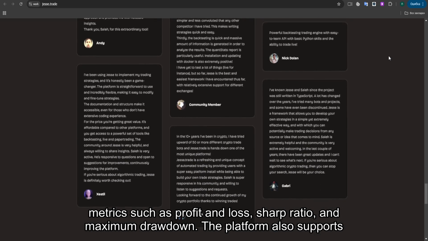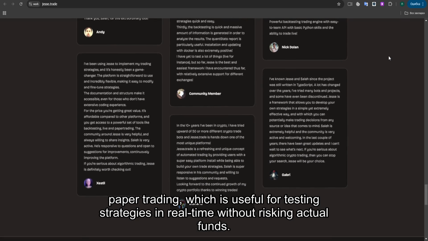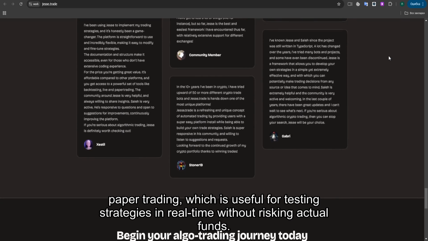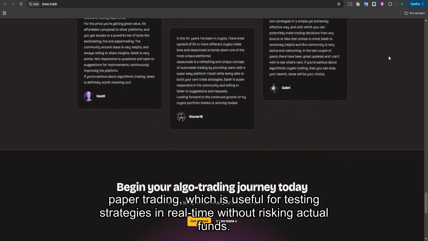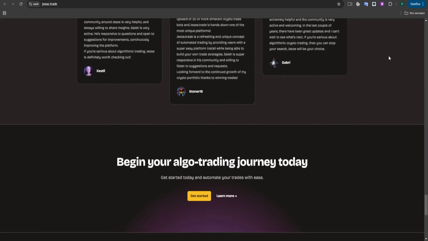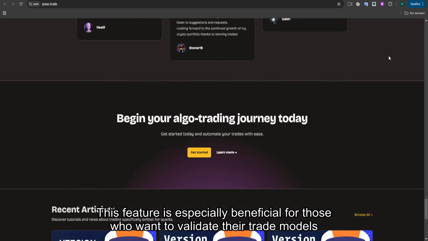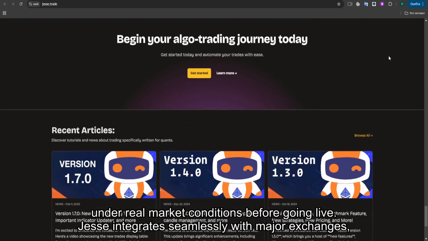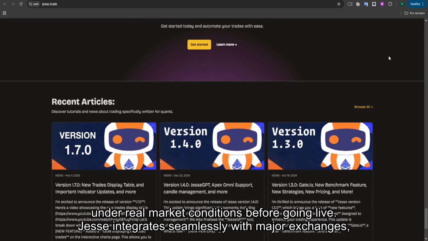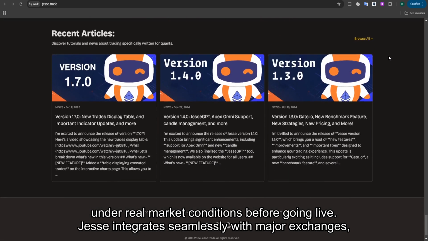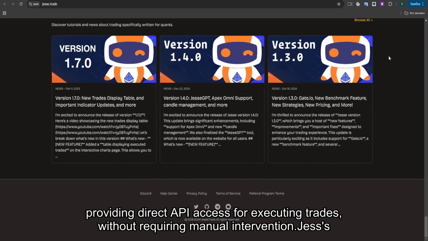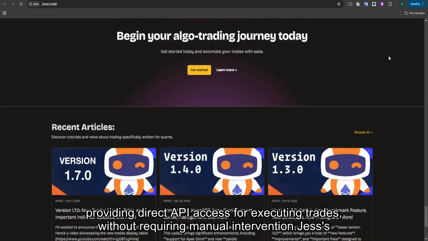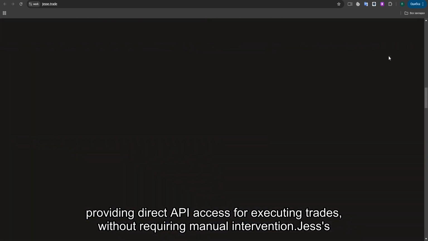maximum drawdown. The platform also supports paper trading, which is useful for testing strategies in real time without risking actual funds. This feature is especially beneficial for those who want to validate their trading models under real market conditions before going live. Jesse integrates seamlessly with major exchanges, providing direct API access for executing trades without requiring manual intervention.